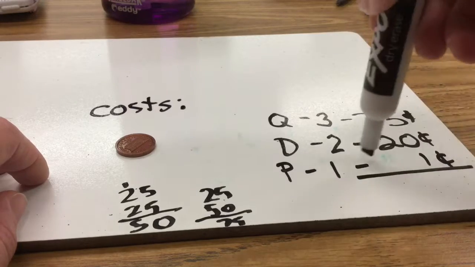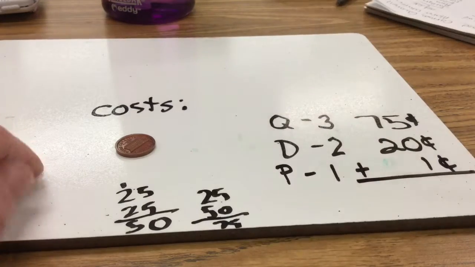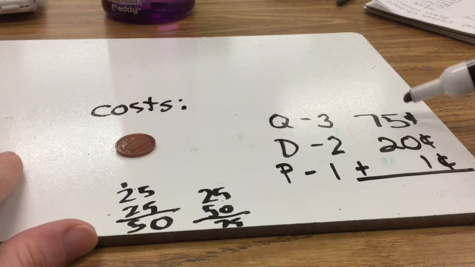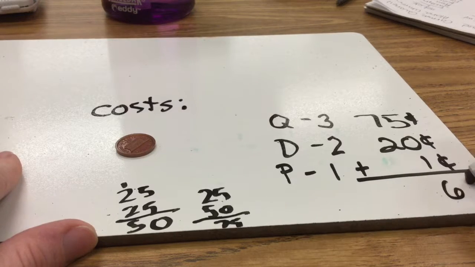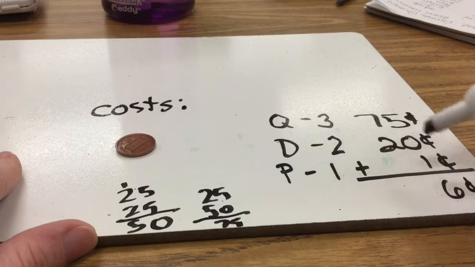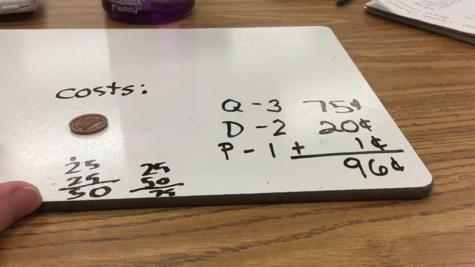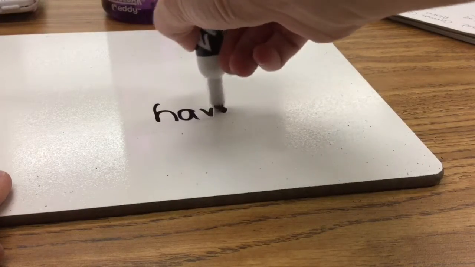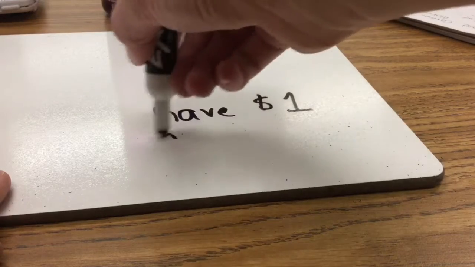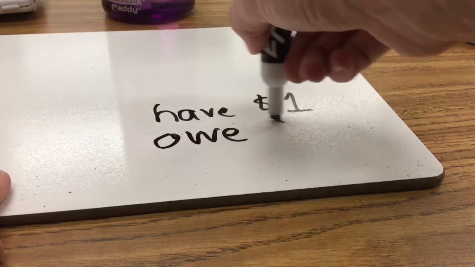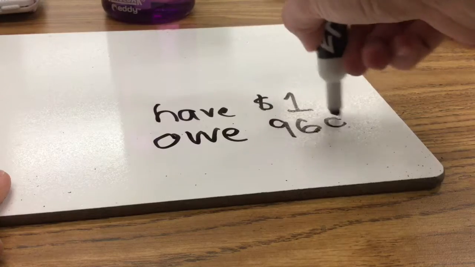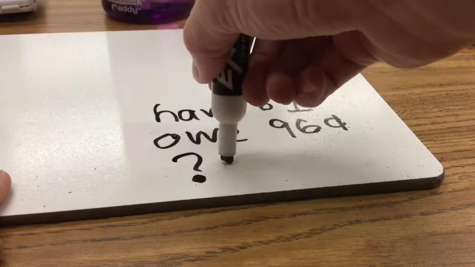So let's figure out the total amount that the item costs. 75 plus 20 is 95, plus 1 is 96. So I know that whatever it was that I bought, maybe a pack of gum, whatever, it costs 96 cents. So I have $1. I owe 96 cents, and I want to know what's my change.